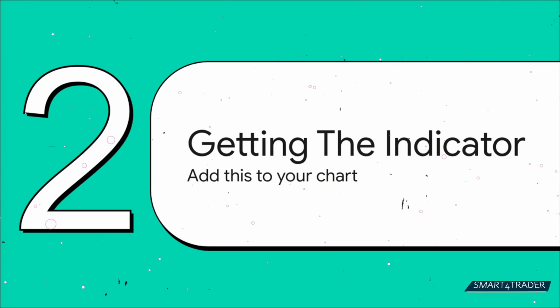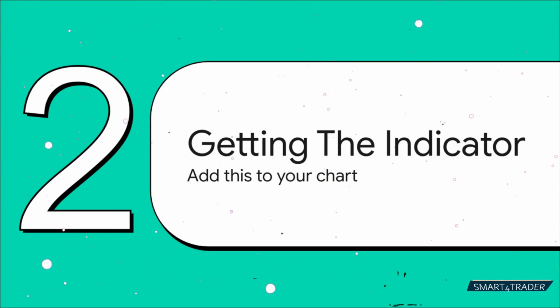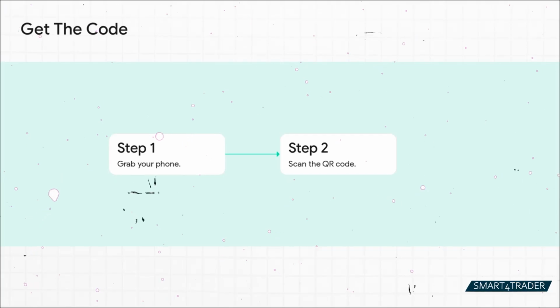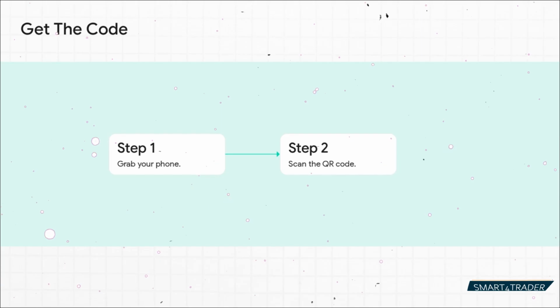So that sounds great in theory, but how do you actually get this range drawn on your chart without doing it by hand every single day? Let's get practical, and I'll show you how to add this tool right into your TradingView setup for free. This is probably the easiest part. All you need to do is grab your phone. That's it. We're going to use a QR code to get you the script in seconds.